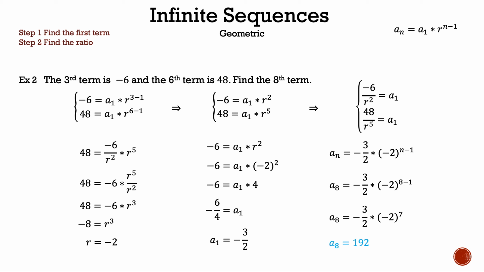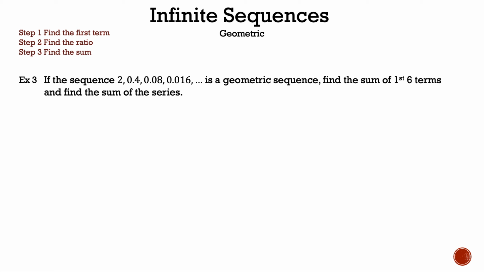We found our answer for example 2. Now, let's move on to example 3. Let's read the steps since we have changed them again. Step 1, find the first term. Step 2, find the ratio. Step 3, find the sum. Now, let's read the question. If the sequence 2, 0.4, 0.08, 0.016 is a geometric sequence, find the sum of the first 6 terms and find the sum of the series.